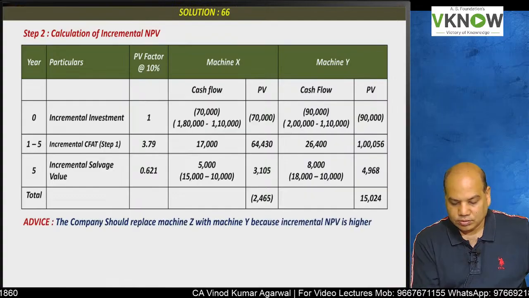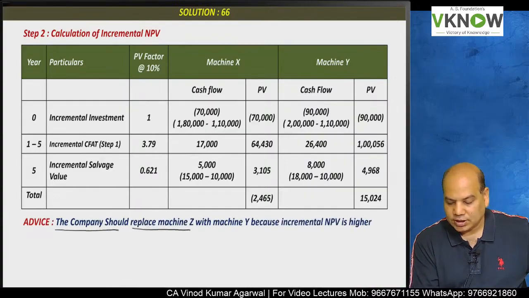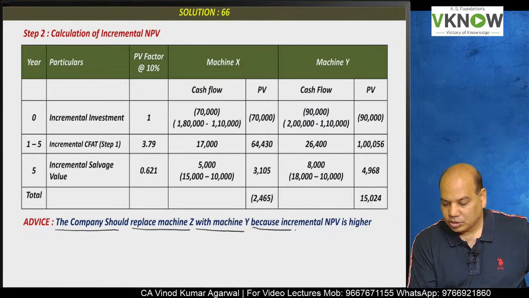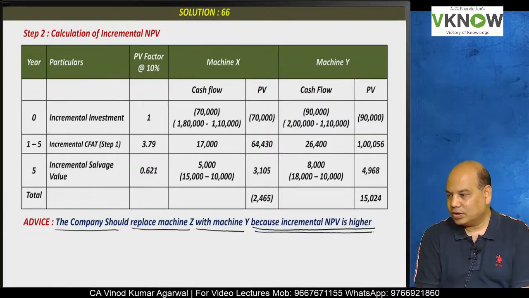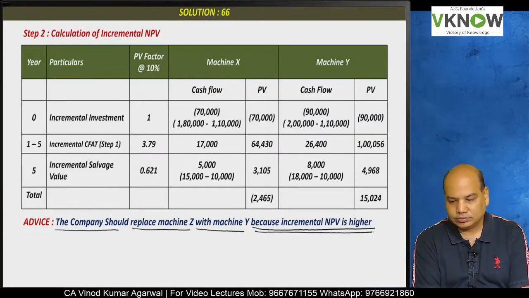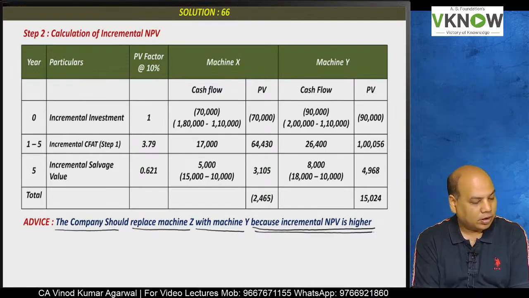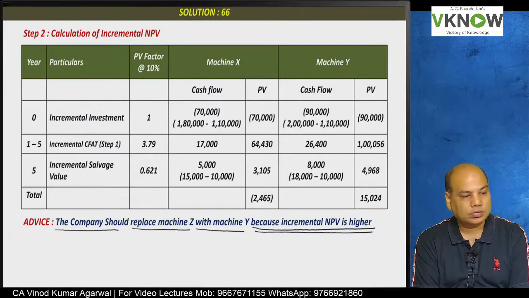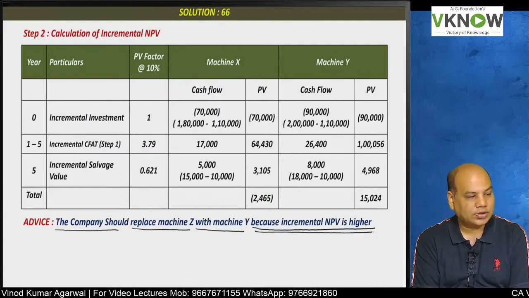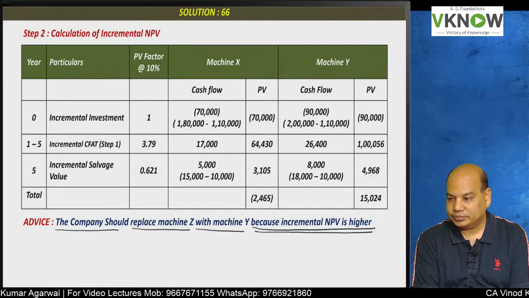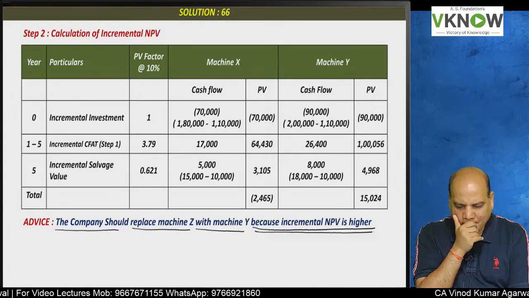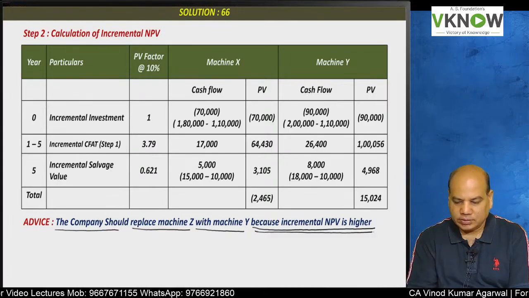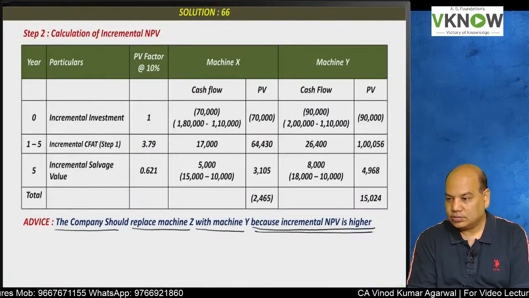So what is your conclusion? The conclusion is company should replace machine Z with machine Y because incremental NPV is higher. Question was using NPV method. So this is my NPV method. Okay. So this is the answer of this question.